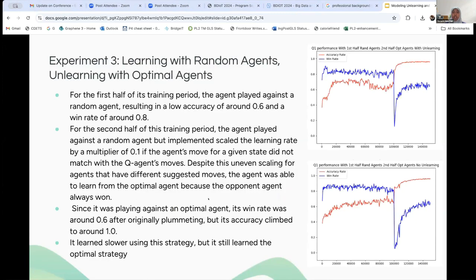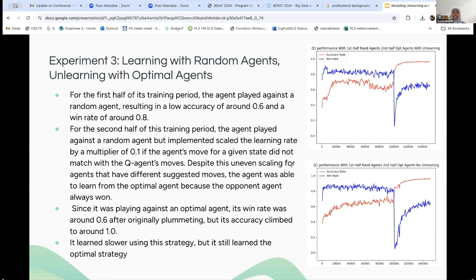Our third experiment was also a two-phase experiment, and in our first half, we have random agents, and in the second half, we have optimal agents. So for the first half, the agent plays against a random agent, which results in a low accuracy of around 0.6 and a win rate of around 0.8. For the second half of the training period, the agent plays against an optimal agent but implements the scaled learning rate strategy. So if the agent's move for a given state did not match with the Q agent's moves.